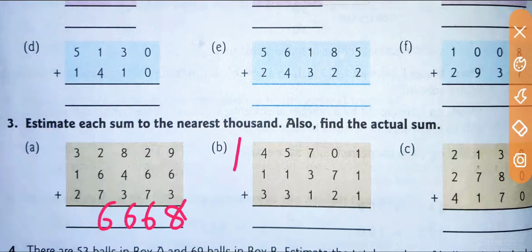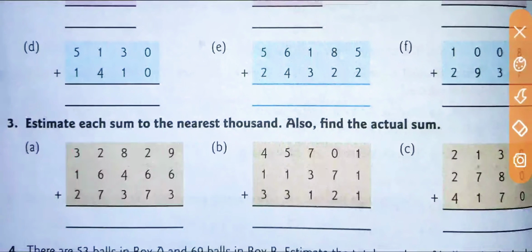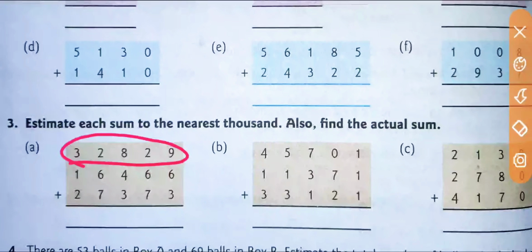Now if we add this column, then 3 plus 1 is 4, 4 plus 2 is 6, and 6 plus 1 is 7, so there will be 7. So this is the actual sum. Now we have to round the given numbers, then we will find the sum. For the first one, we have to round this number to the nearest thousand.